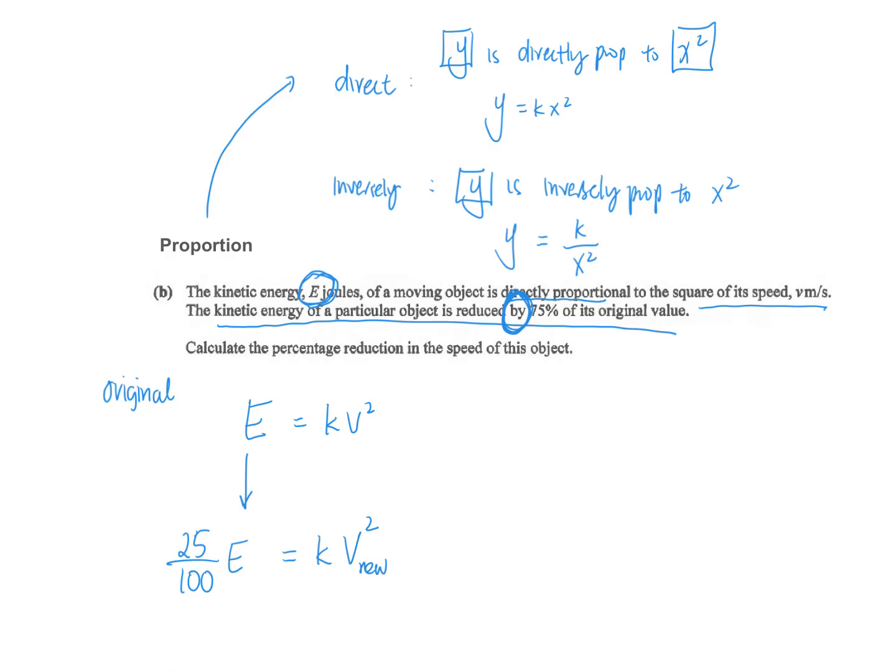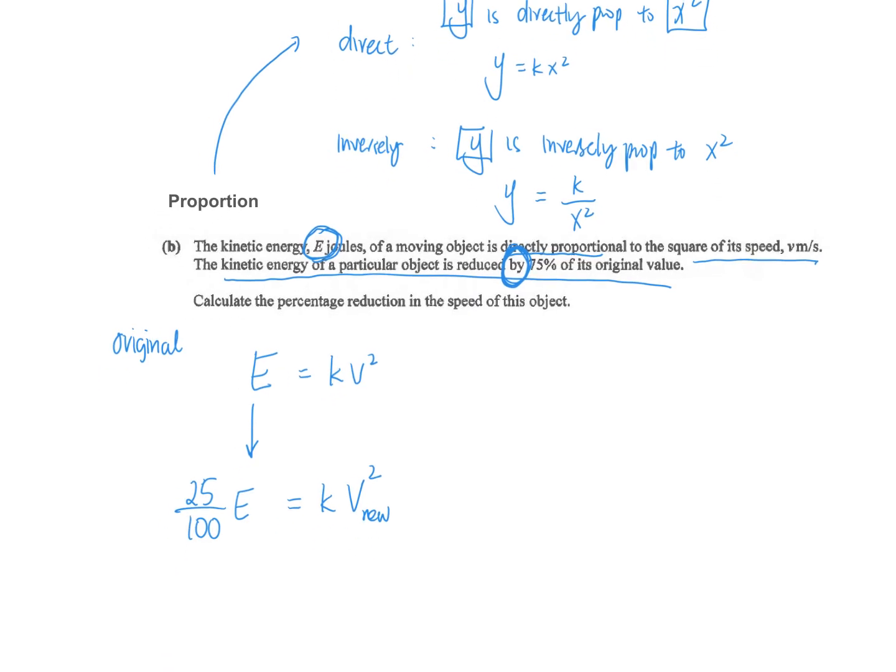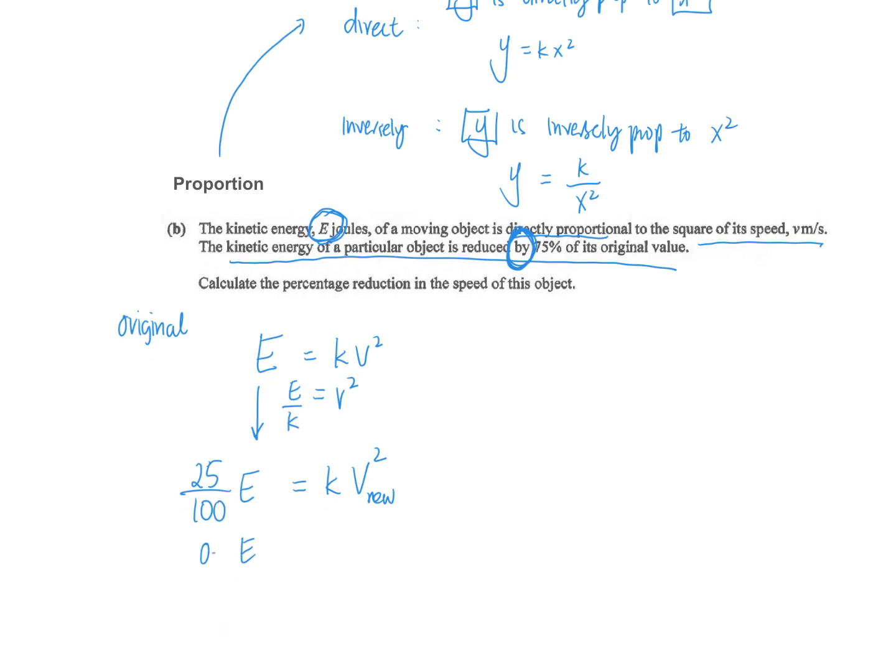We can, but in this case, because they never give us any value, this is the tougher type. So how do we go about relating to our original speed? If you look, my original speed is E over K. So here, my original speed is this thing. Maybe I don't write 25 over 100, I just write 0.25, okay? Easier. Divide by K. So this is my new speed.